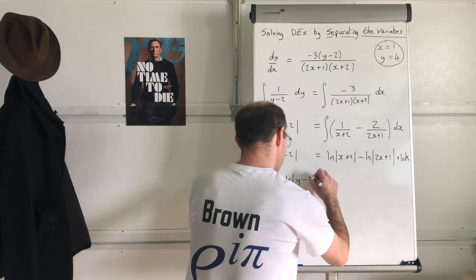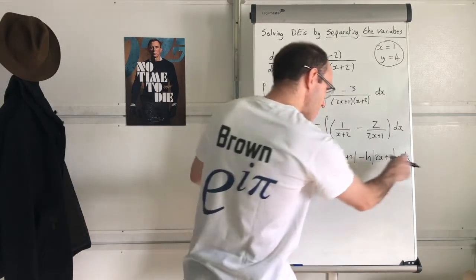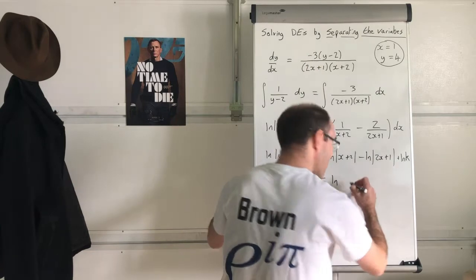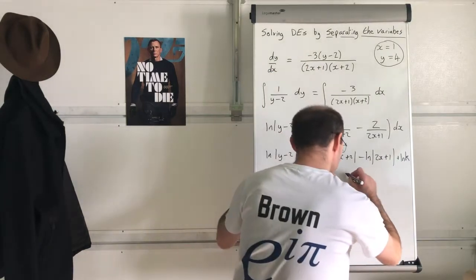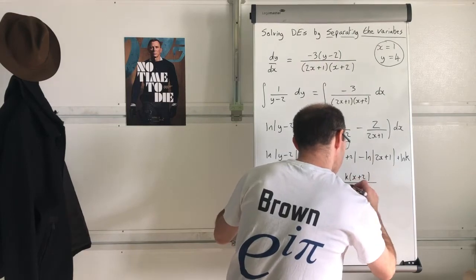So on the left-hand side, fine, and then the right-hand side, what have we got? That times that divided by that. So see how easy that was? Okay, kx plus 2 over 2x plus 1.